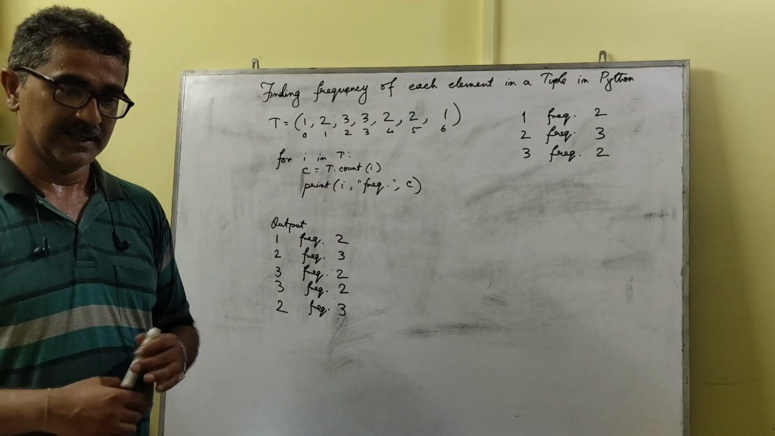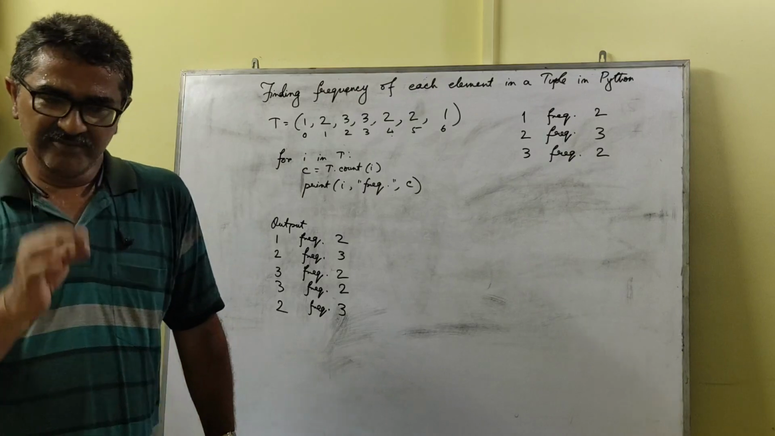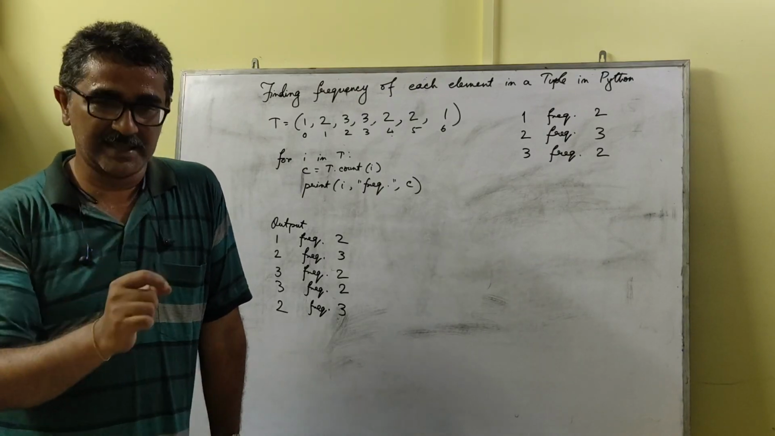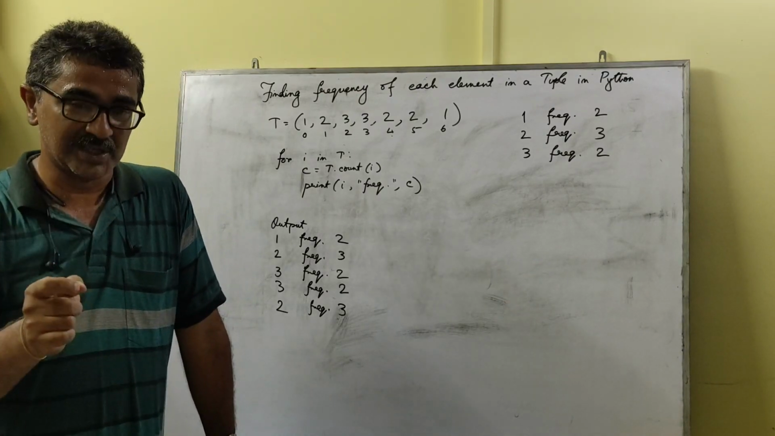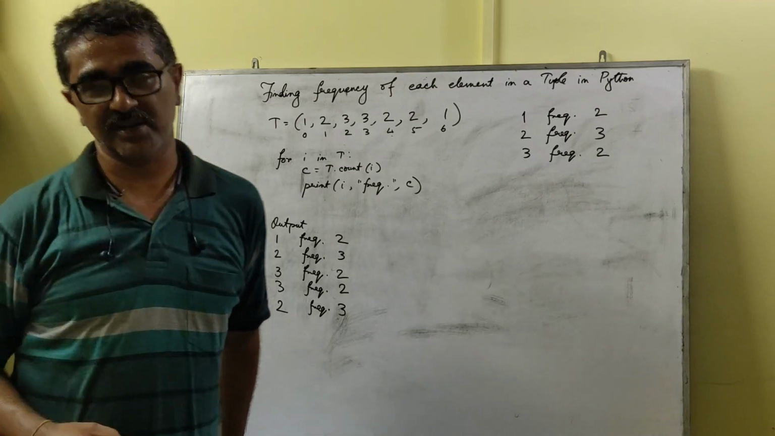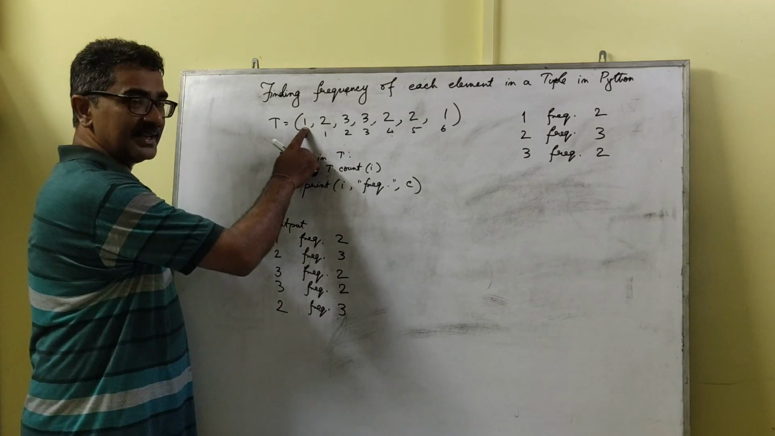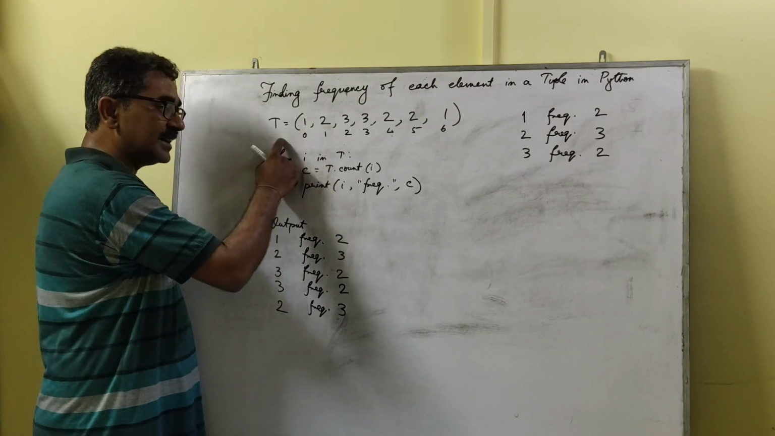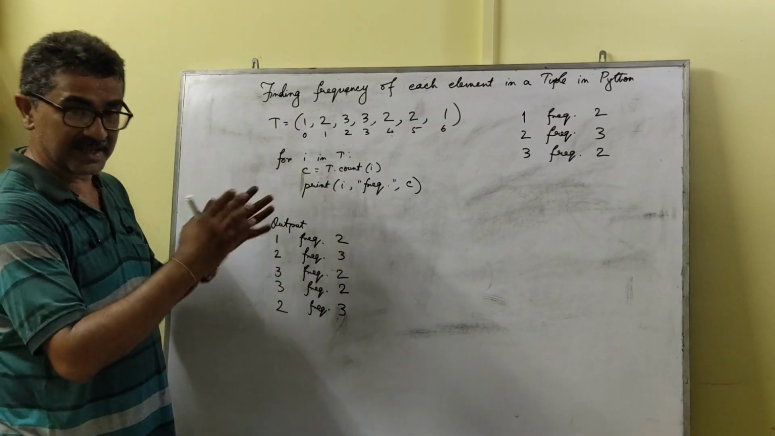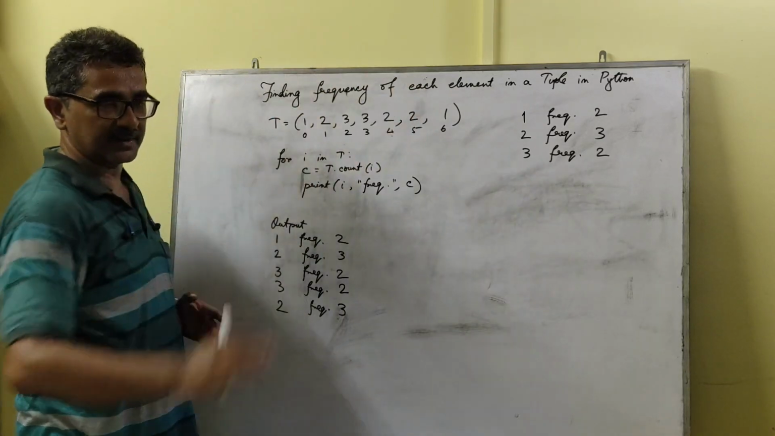Now listen to me carefully. If the number exists before the current position, that means I've already found the frequency of that number. What do I mean by that? Say for example 1. Is there a presence of 1 before this index? Obviously, since this is the first element, there isn't. So I'm going to find the frequency of 1.